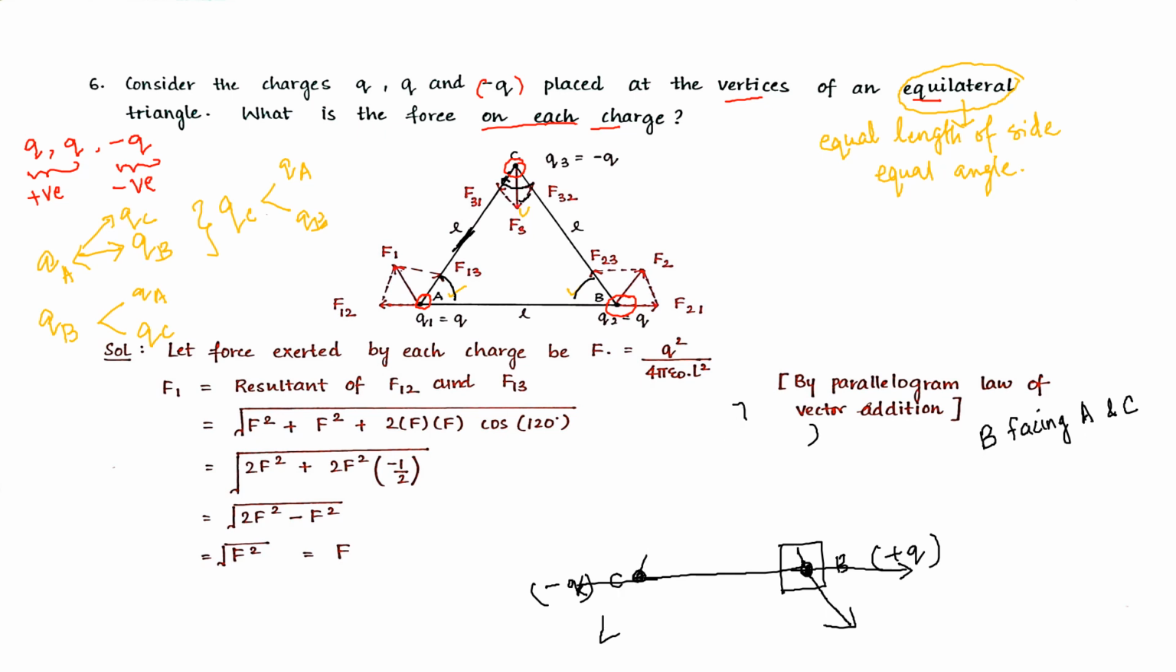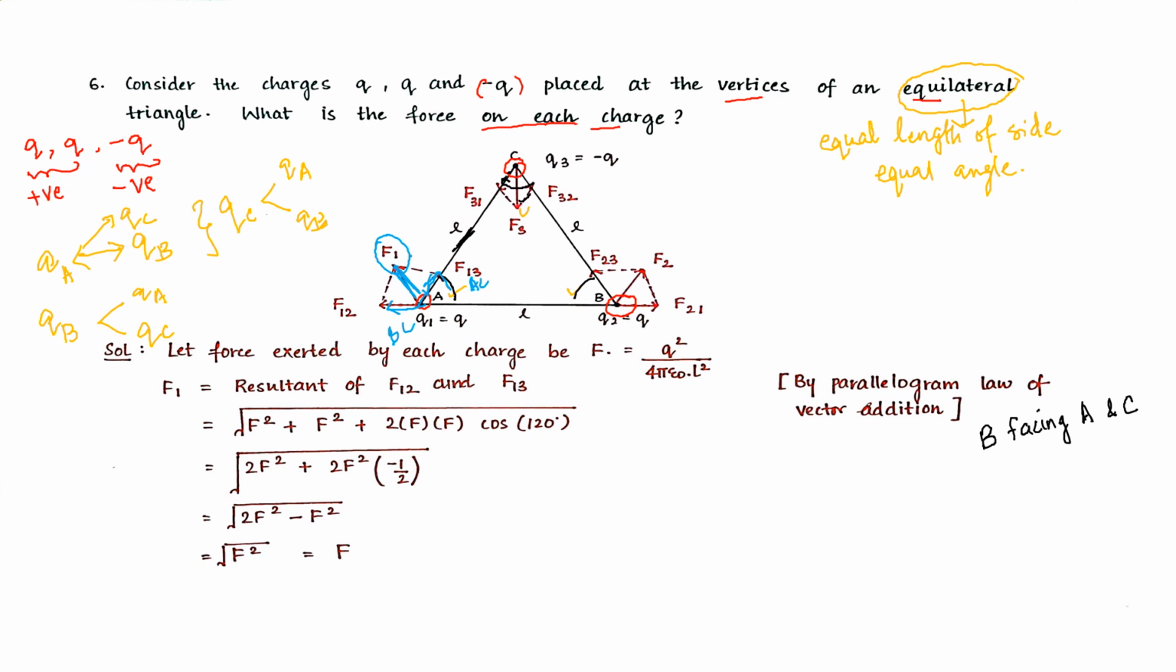Okay, now we'll come back to our original diagram. So the force from A to C is going in this direction and force from B to A is going in this direction. This is AC force, this is BC force, and this is the resultant of the force. This is the resultant of the force which is on A due to B and C. Resultant due to B and C on A.